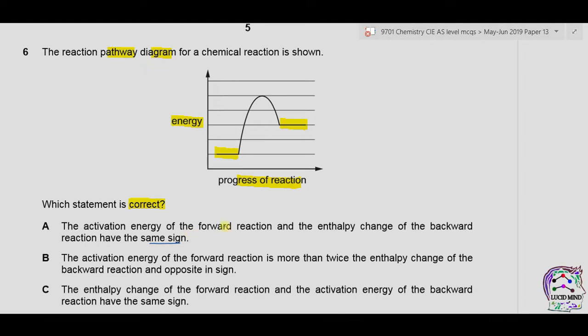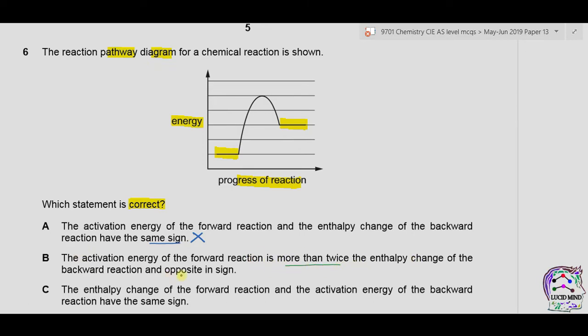Let's find out the activation energy for the forward reaction. Activation energy is the energy that is required by the reactants to reach the transition state. So this is activation energy and it is positive. Now the enthalpy change of the backward reaction is the energy difference between the reactants and products. So the enthalpy change for the backward reaction is negative as we are moving from a high energy state to a low energy state. So therefore they do not have the same sign. So A is wrong.